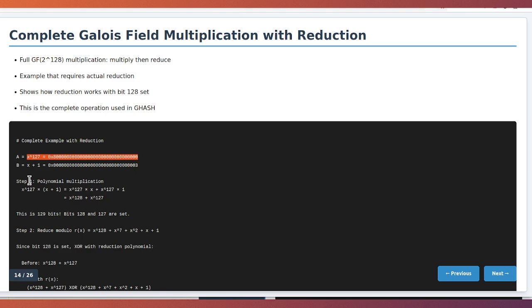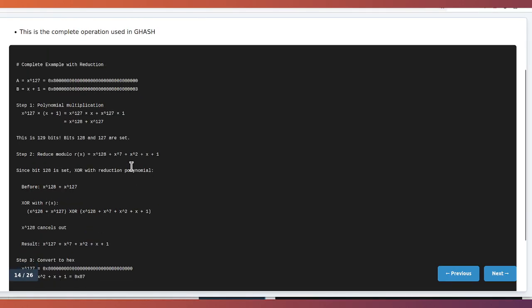First, polynomial multiplication. X to the 127th times x plus 1 equals x to the 128th plus x to the 127th. This is a 129-bit result with bits 128 and 127 set. In hexadecimal, if we could represent 129 bits, this would be bit 128 and bit 127 set. Now we must reduce because bit 128 is set, which exceeds our 128-bit field.